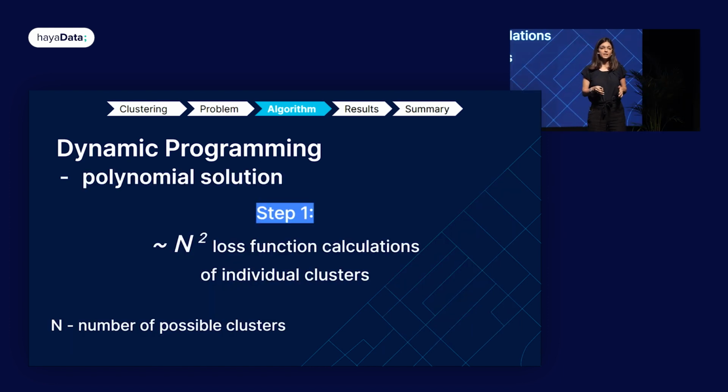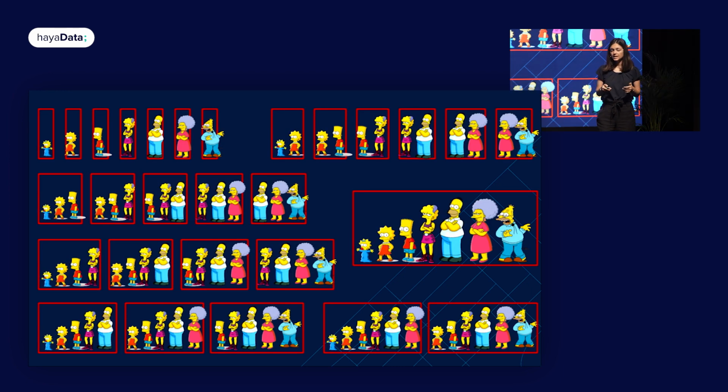To apply dynamic programming to our clustering problem, we will have 2 steps. The first step will be to calculate the costs of all possible individual clusters, of the order of n squared calculations. That's 28 calculations for our 7 Simpsons characters: for each individual, for each adjacent pair, for each adjacent triplet, and so on.